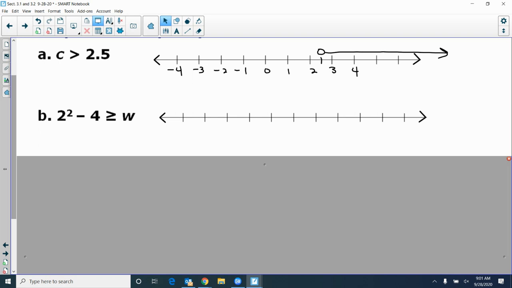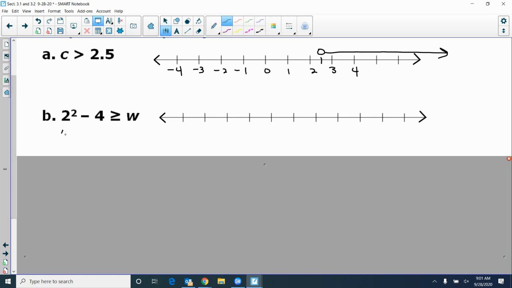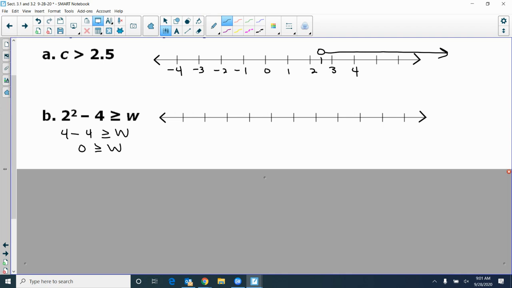It says 2 squared minus 4. Well, what's 2 squared minus 4? That is 4. 4 minus 4, which is 0. So 0 is greater than or equal to W. Now, this is that case we just went over. I don't want to leave it like this. I want to flip it and write the W first.